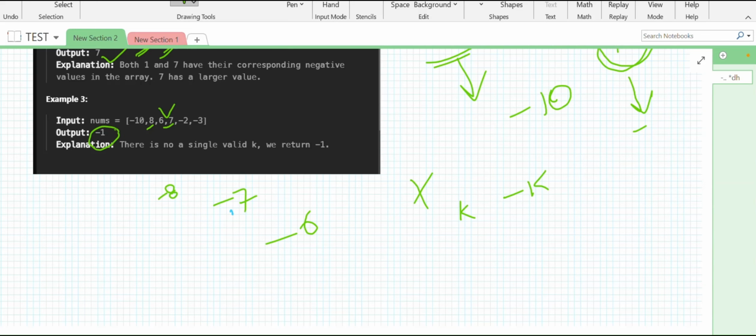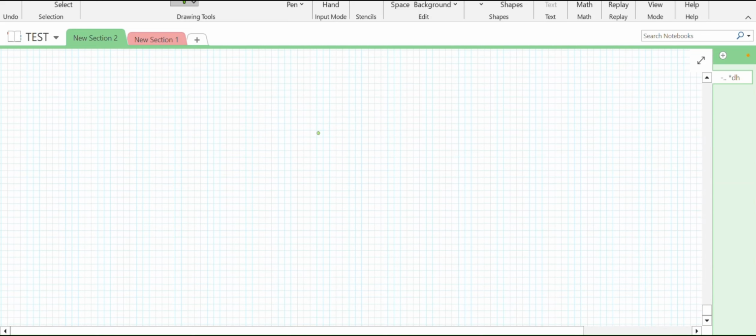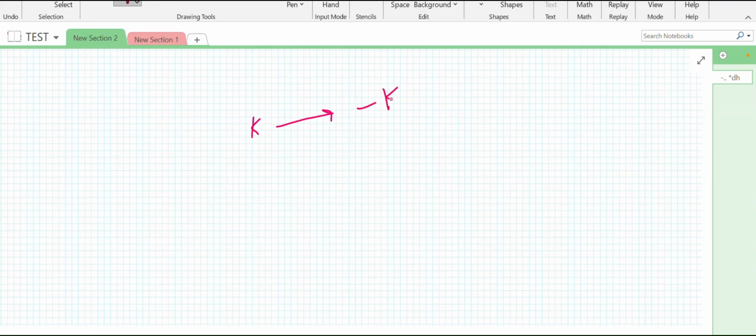Okay, so how will we solve the problem? Let's start with the brute force approach. What will be the brute force approach? We have to find such a k such that -k also exists in my array. Both k and -k exist in my array, and then we have to find the maximum value of that k so that -k is also present.